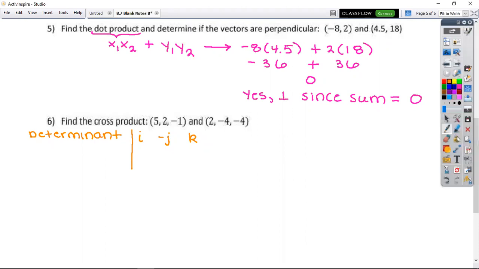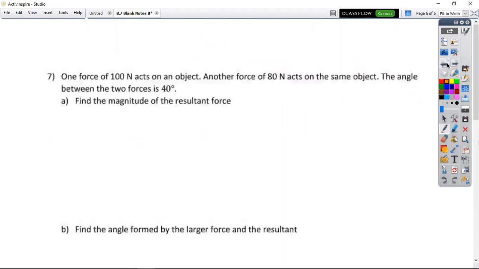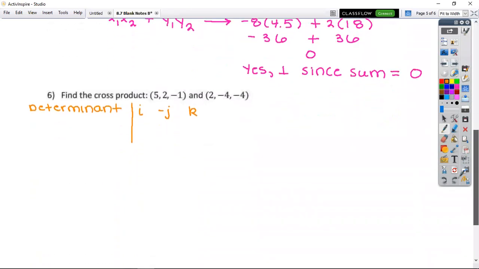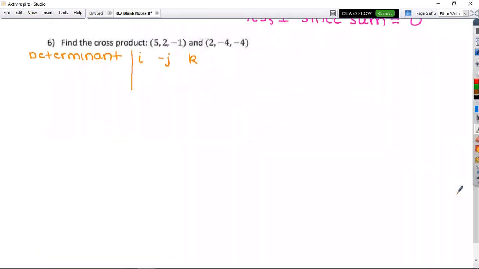Why does it keep doing that? I'm sorry, let me fix that. It's like distorted. So I'm going to rewrite this as 5, 2, negative 1. So I have 5, and then 2, and then negative 1. Other side is going to be 2, negative 4, and negative 4.